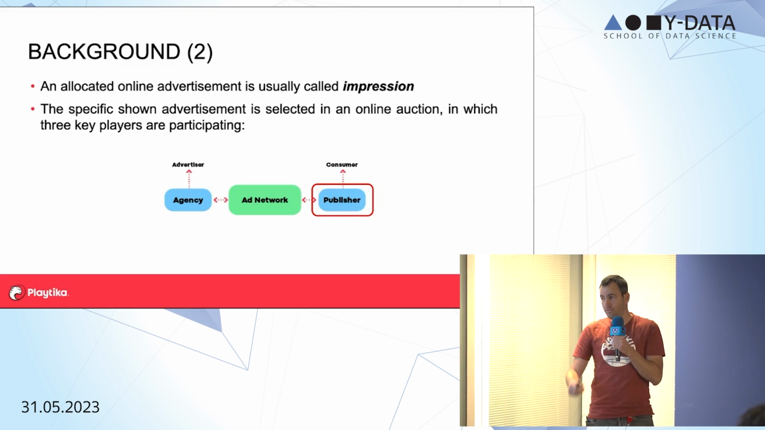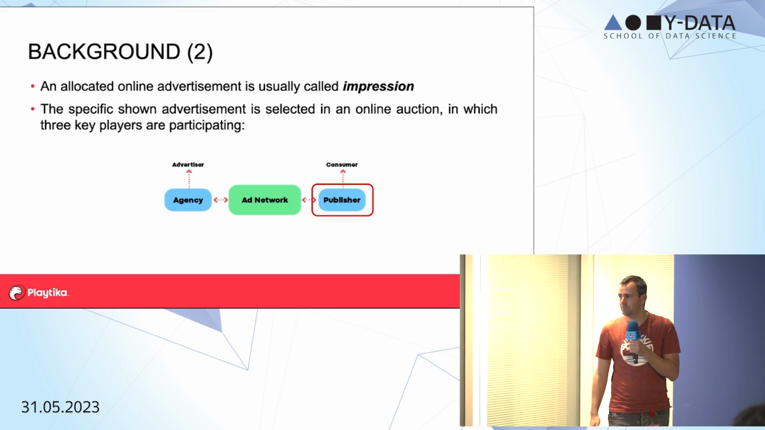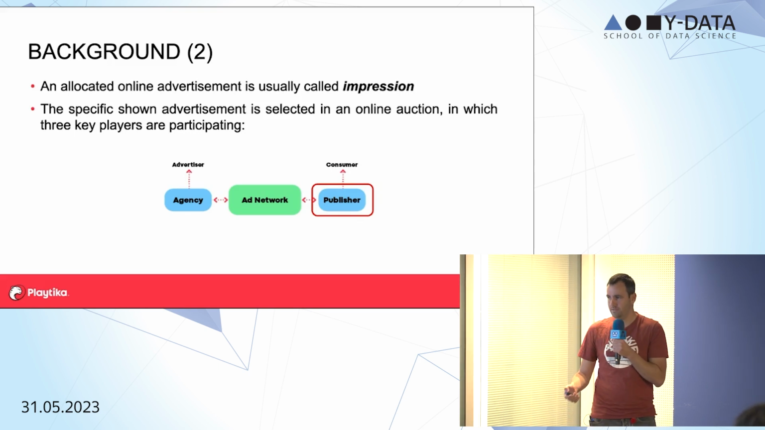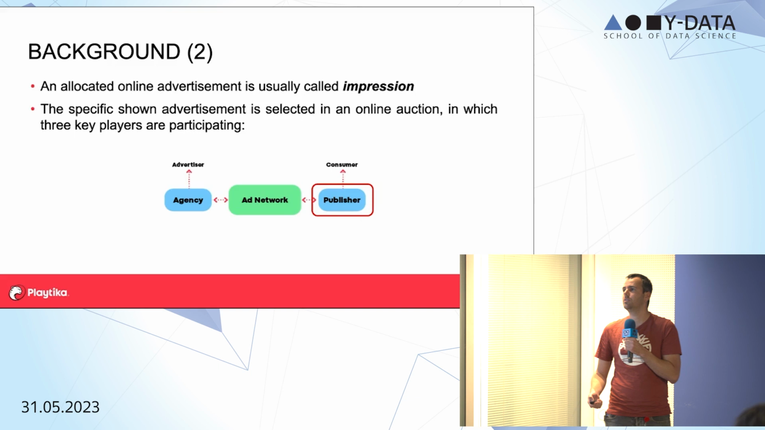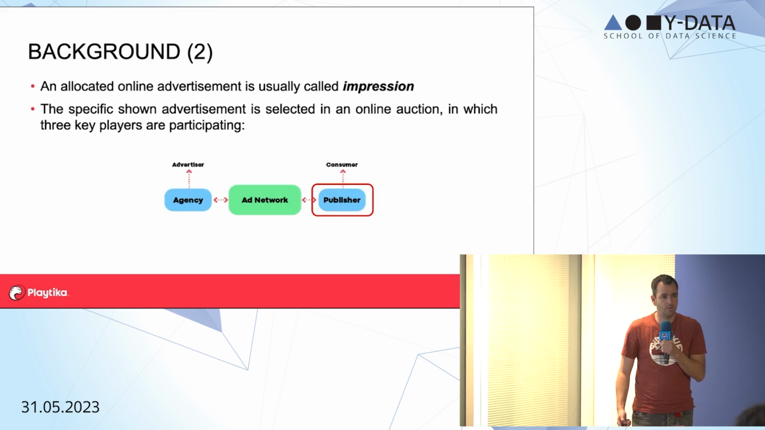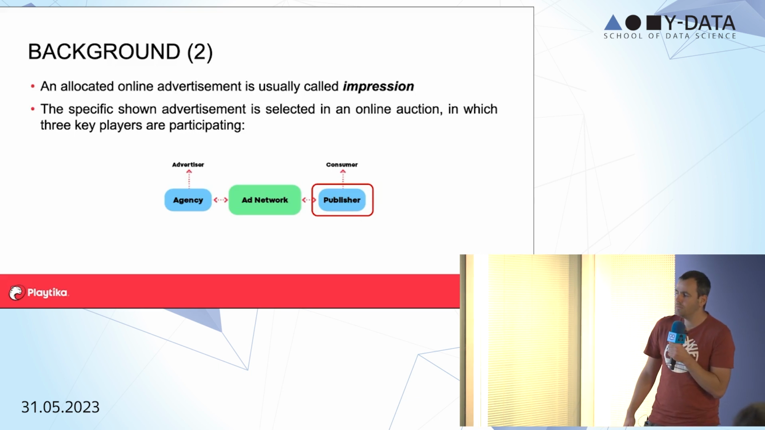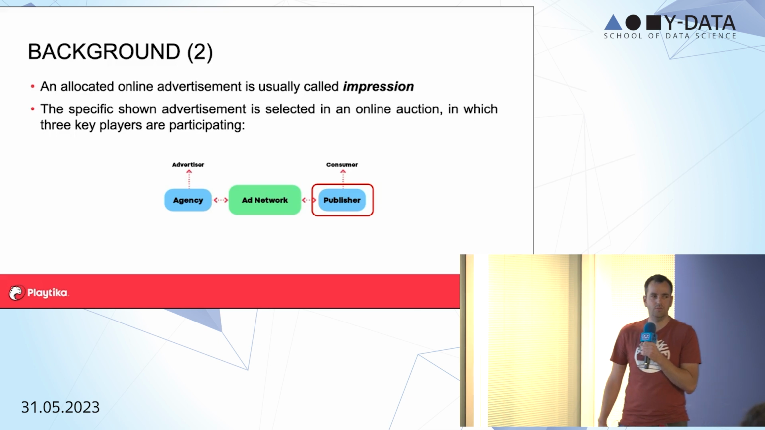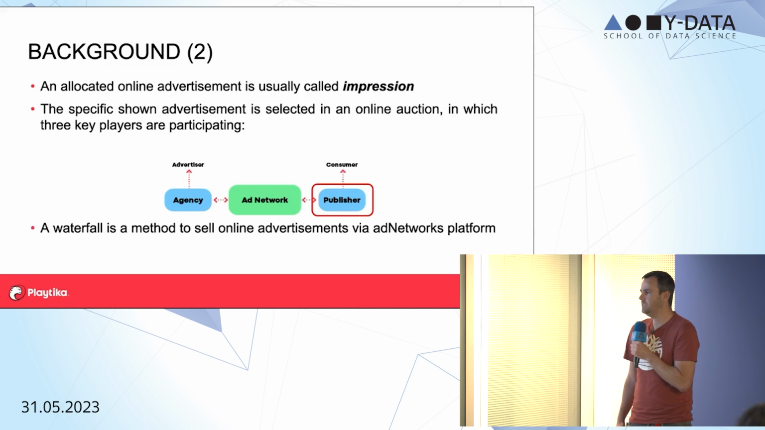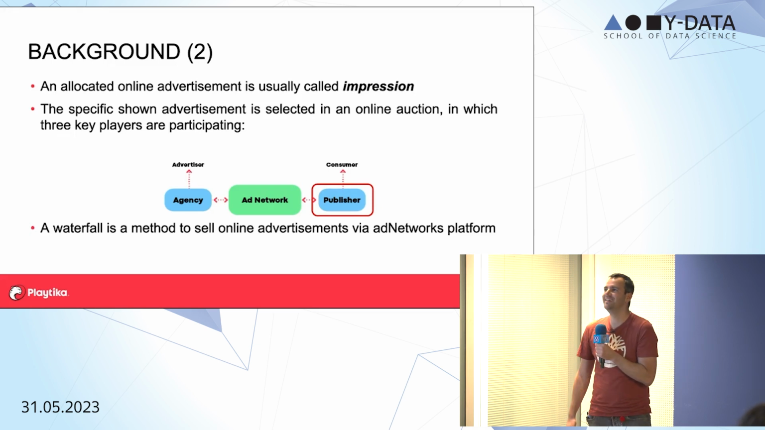A waterfall is one method to sell online advertisement via a network platform, and this is the topic of this talk. Only ad networks, or also exchanges like RTB? No, only ad networks, at least in the waterfall domain.